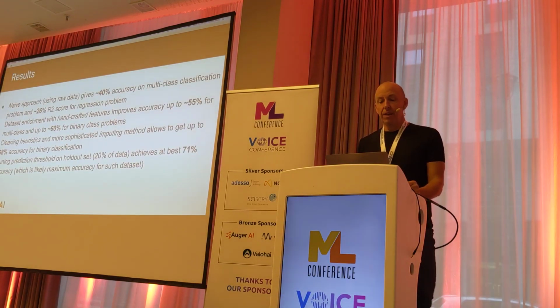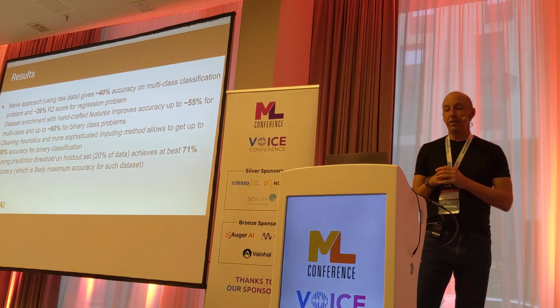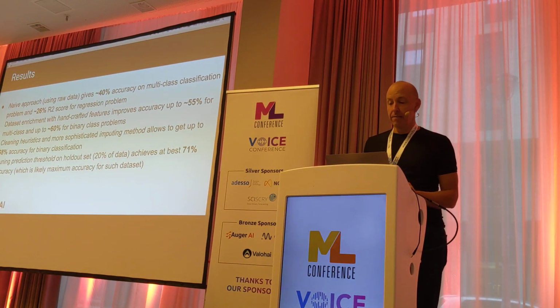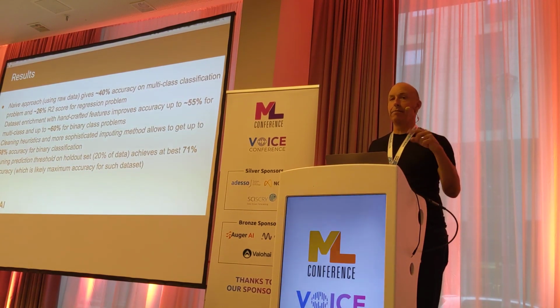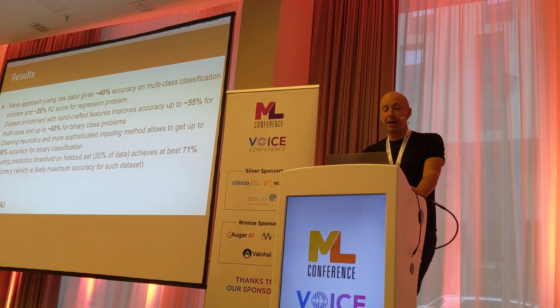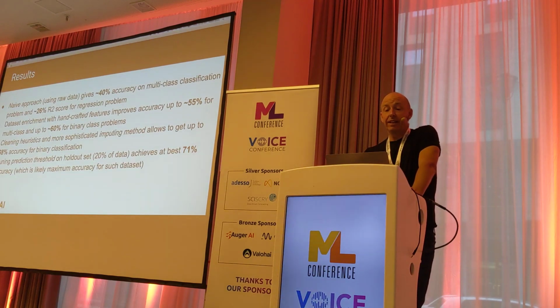So we started out with a naive approach using the raw data. We had 40% accuracy on the multi-class classification, 26% R-squared, which is of course horrible. You can't really do anything with that whatsoever. We added these handcrafted features like imputing stuff from zip code, got it up to 55% for multi-class and 60% for binary class. We did these cleaning heuristics and imputing data, got it to 68%.